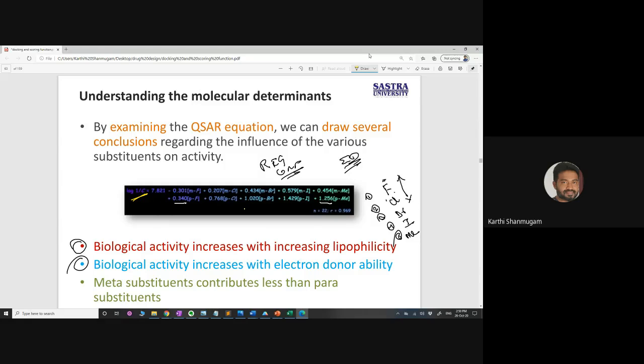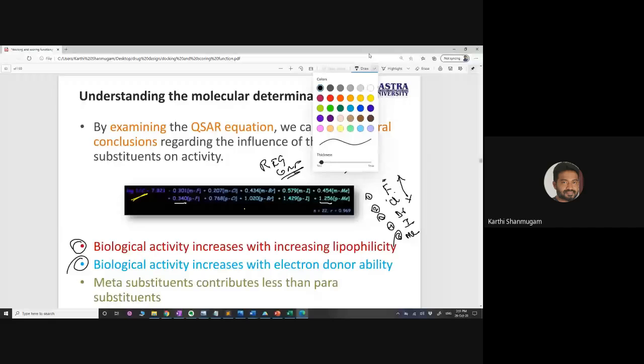Are you able to understand? So in this way, can we say that this equation can be used for lead optimization? What is lead optimization? Making changes in the structure to increase the biological activity, right? So this equation can be used as a guideline for lead optimization, right? So that's one point.